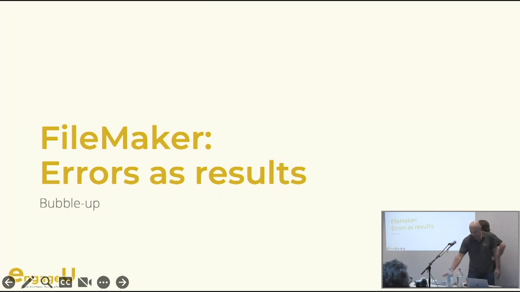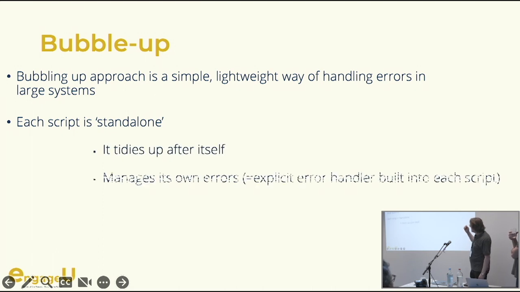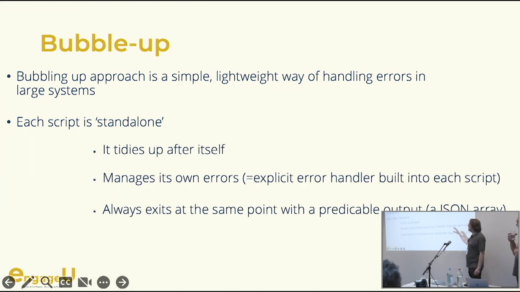So this is one implementation we did for large systems we called Bubble Up. It's designed to be quite simple, quite lightweight, quite easy to implement so that people can do it in their own way. And the idea is basically every single script you write is kind of like a standalone thing. It tidies up after itself. There's nothing it does that it doesn't make sure it tidies up afterwards. It also manages any errors it has in its own right. So it's like having an explicit error handler for each individual script.